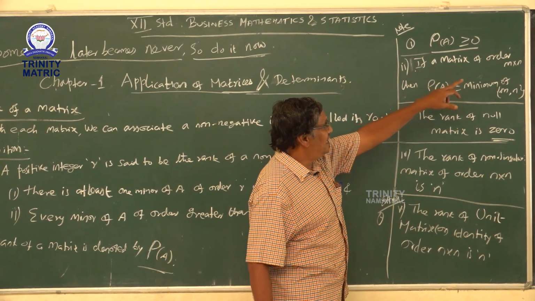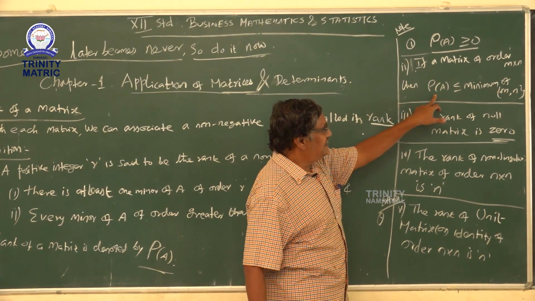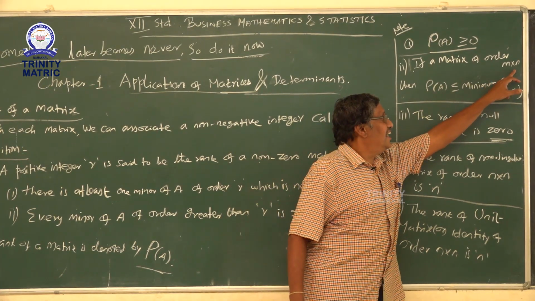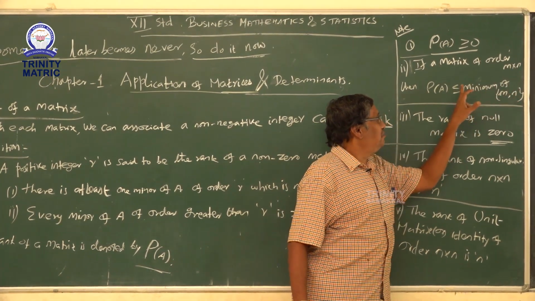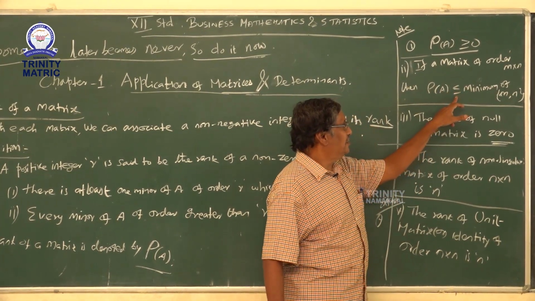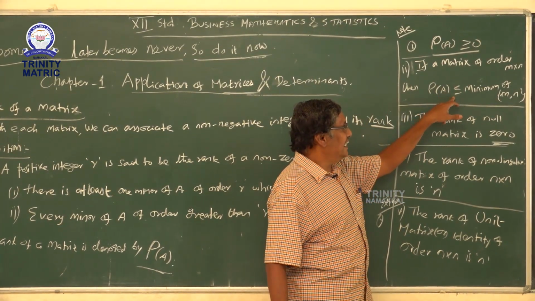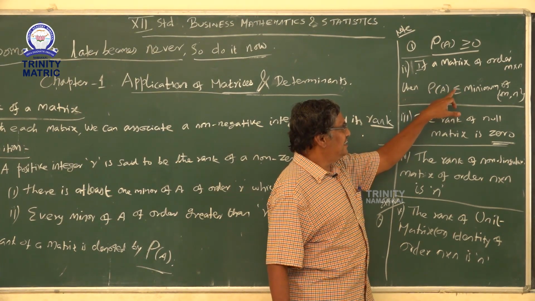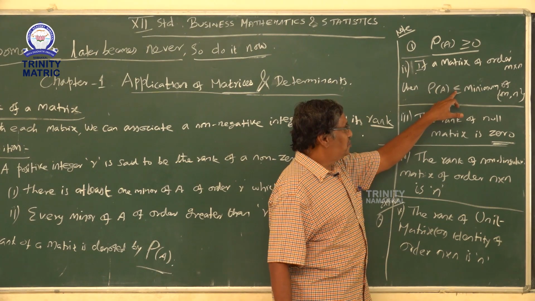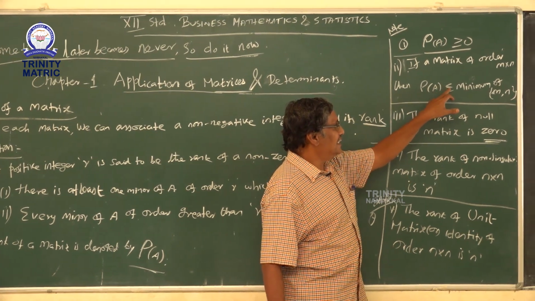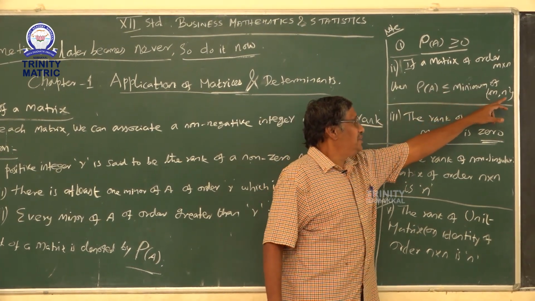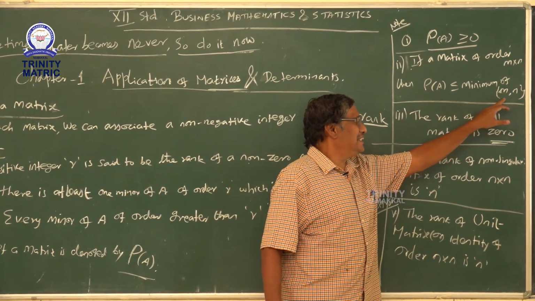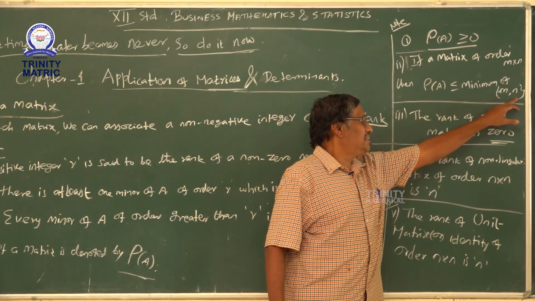If a matrix is of order m by n, then the rank of A is less than or equal to the minimum of m and n. Here m means rows and n means columns. Be careful with the sign: rank of A is less than or equal to the minimum of m and n. Which one is minimum? For example, 3 by 4 means the minimum is 3, and 4 by 3 means 3 is the minimum.